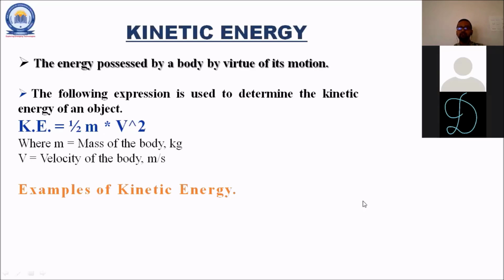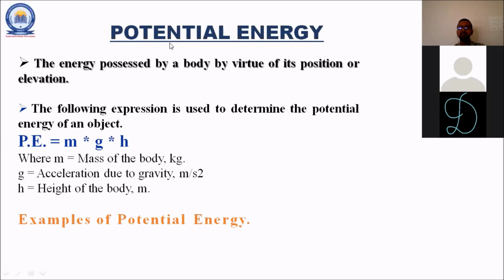Moving further, the next energy is the potential energy. The energy possessed by a body by virtue of its position or elevation. So in the potential energy, we are considering that there is no motion, the body is at rest. So considering the position or the elevation of the body, we determine the potential energy. The following is the expression: PE is equal to mgh.